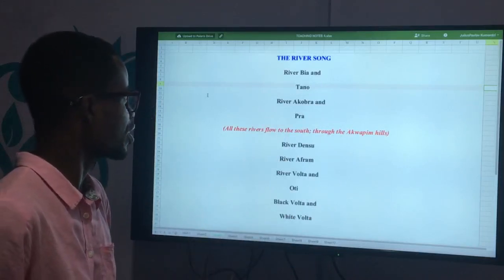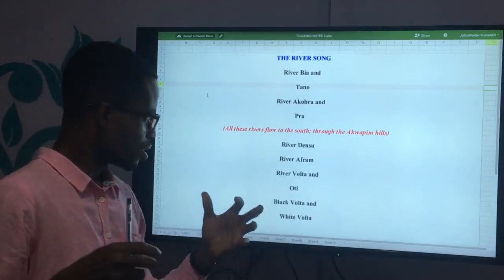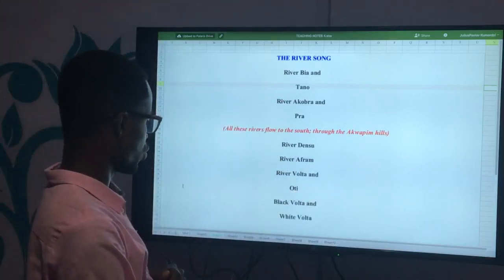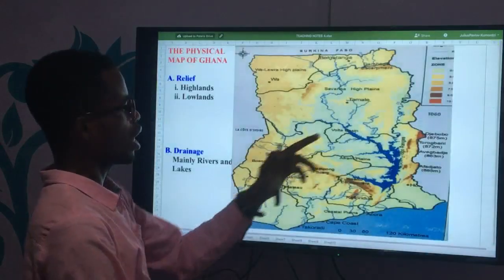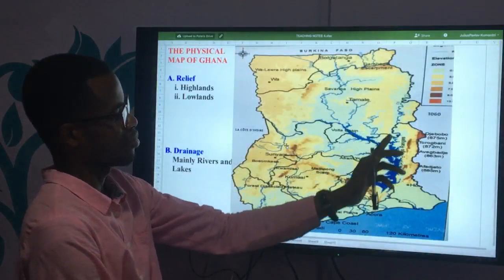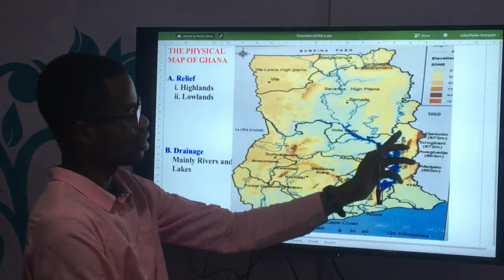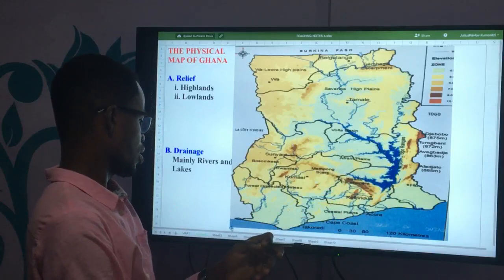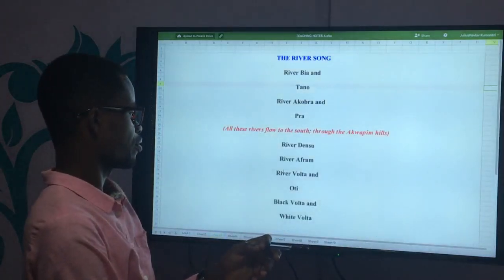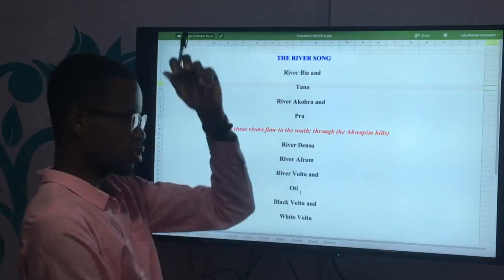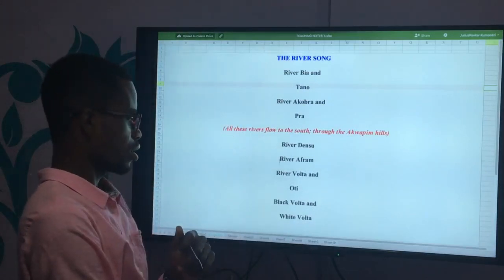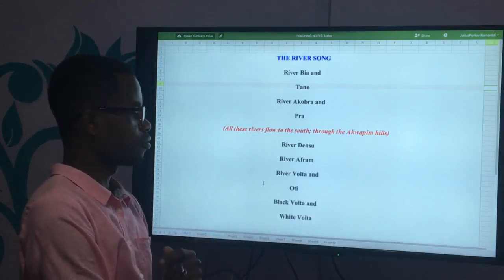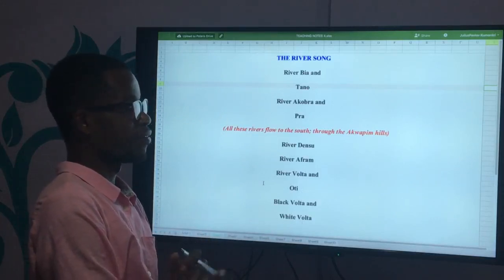5 is enough. Okay. So we have River Densu, River Afram in Afram Plains. Let me show you the area. Around this place we have River Afram. Yes, in the Oti region. Oti is also a river, so it's also there in the Oti region. And then Black Volta and White Volta, the small rivers or tributaries of the River Volta.